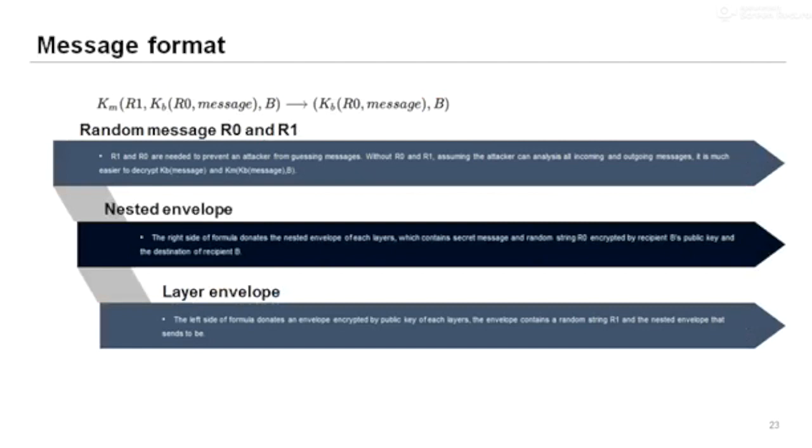And then let's talk about the message format. The message format can be shown in this formula. There are mainly three parts of this format. The random messages R0 and R1 are used to prevent an attacker from guessing the message. The right side of the formula is the next envelope. The next envelope is the secret message and the destination of the recipient D. The left side of the formula is the layer envelope. It means the encrypted next envelope at each server.